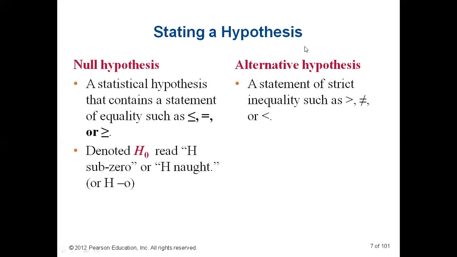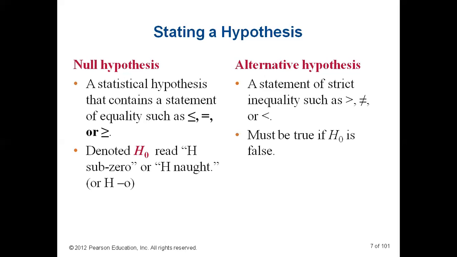If I am saying mean not equal to 50, this contains an inequality statement, so this claim will be written in the alternative hypothesis. If I am saying mu equal to 50, this contains an equality statement, so it will be written inside the null hypothesis. So you should always keep in mind the kind of statement given in the problem. According to that, you have to assign that claim inside the null hypothesis or alternative hypothesis.